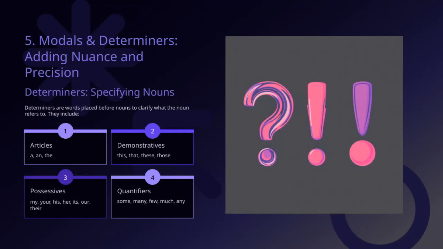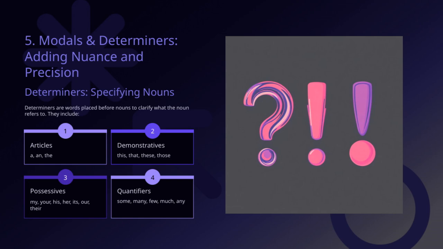Now let's look at some examples of quantifiers, which are words like some, many, few, much, and any. These words help us specify or quantify the nouns we're talking about. For instance, you might say some apples or many people, depending on the amount or number you're describing.